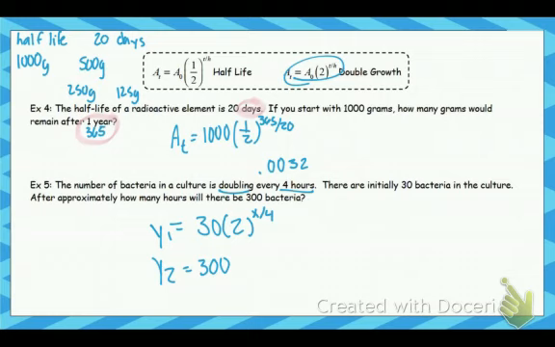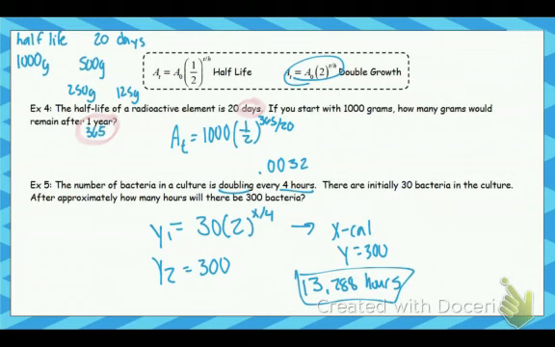So at this point, I can graph those two and find the intersection, or I can graph this first one and do my x calc and do y equals 300. And I'll end up with 13.288. And again, since the original period was in hours, this time is going to be in hours. Now, the equations we gave you were for half-life and double life, but if you were to see, for example, that it's tripling or quadrupling, you can still use that equation. You would just change that value that's in the parentheses.